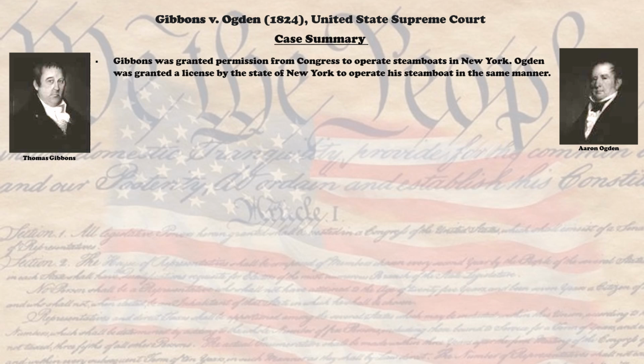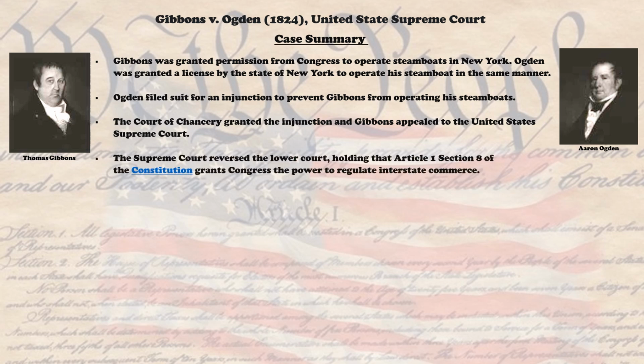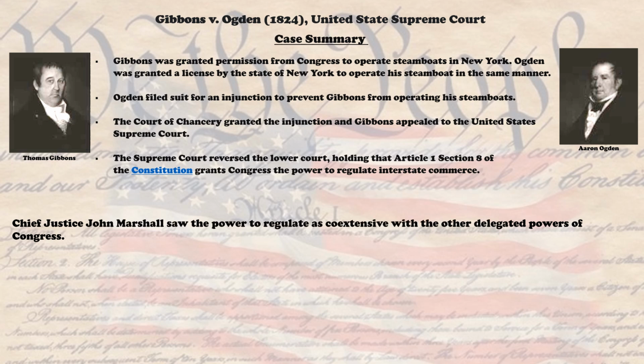Gibbons was granted permission from Congress to operate a steamboat in New York. Ogden was granted a license by New York State to operate a steamboat in the same manner. Ogden filed a suit for an injunction to prevent Gibbons from operating his steamboats. The Court of Chancery granted the injunctions, and Gibbons appealed to the United States Supreme Court. The Supreme Court reversed the decision of the lower court, holding that Article 1, Section 8 of the Constitution grants Congress the power to regulate interstate commerce. Now, a little bit of background on this.